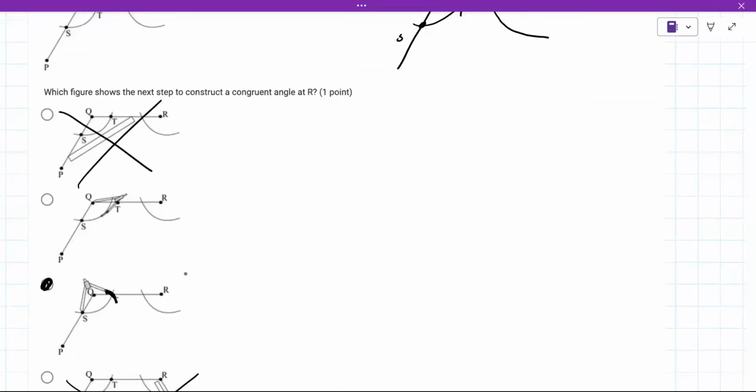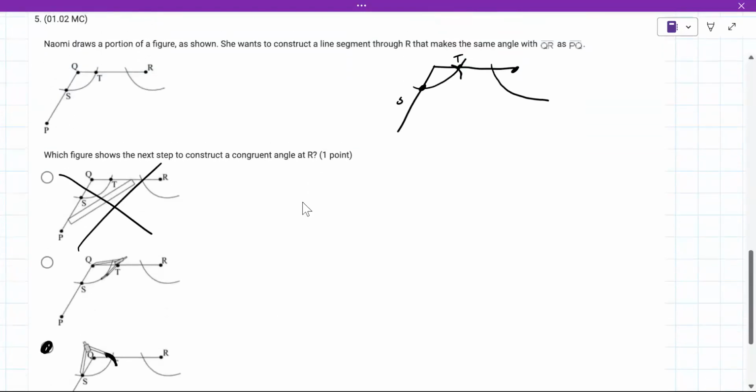So just got to take a little time, because then you would come over here and copy swinging that little arc, and you would copy the angle like that. All right.